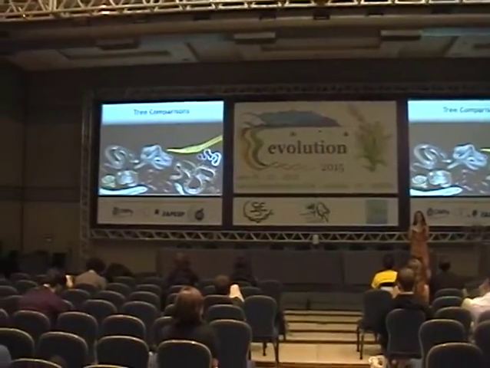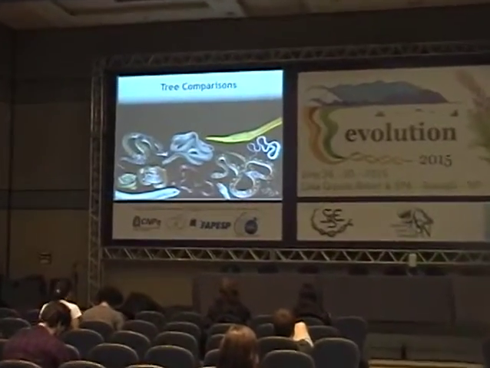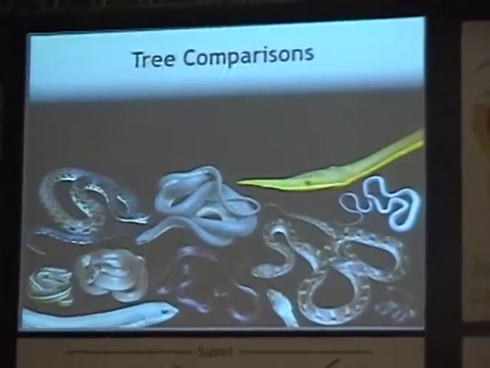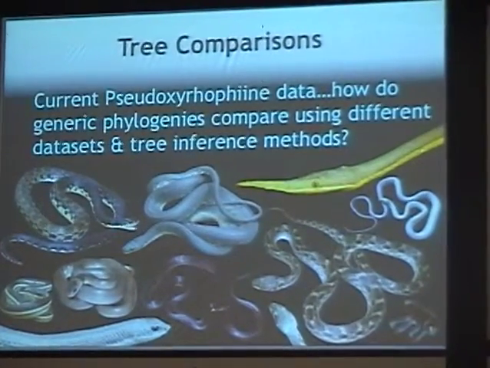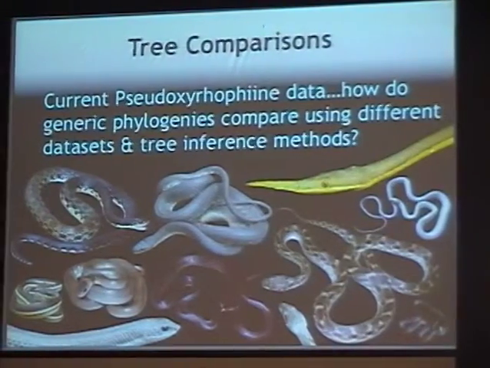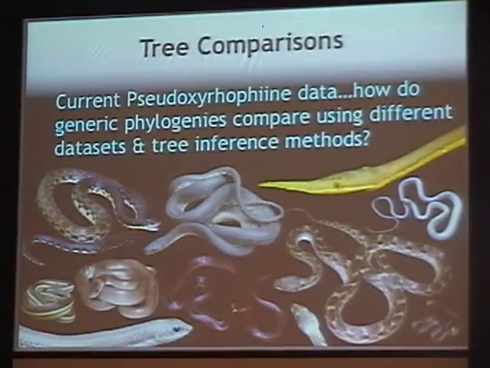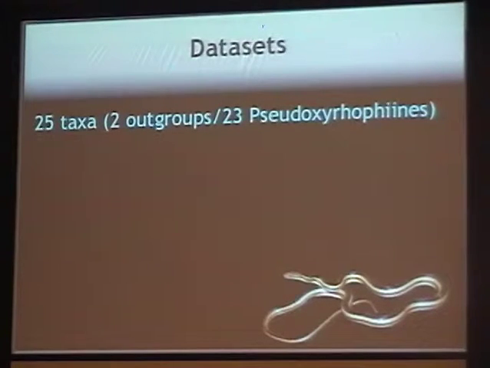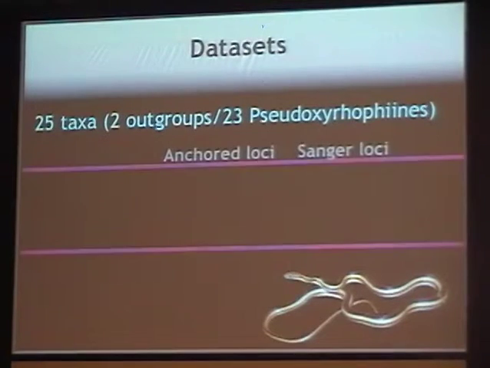So if we've got these 25, I'm waiting on the 350 to get back. I've got the Sanger data for all the same individuals that I've got the NGS data for. What can I do with this data while I'm waiting to get the rest back? With the current pseudoxyrophine data that I have, how do generic phylogenies for this group compare using different data sets and different tree inference methods? This is just another nice example of the really amazing morphological diversity that you see in those snakes. So what I did with the data that I currently have is I took those 25 taxa, that includes 2 outgroups and 23 pseudoxyrophines, and I have the anchored loci and the Sanger loci.